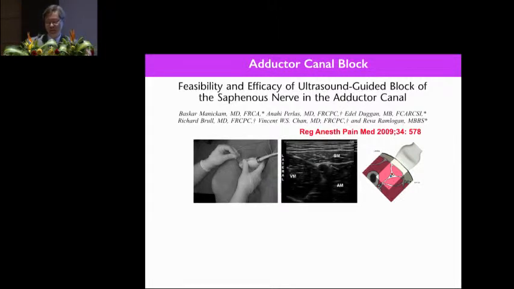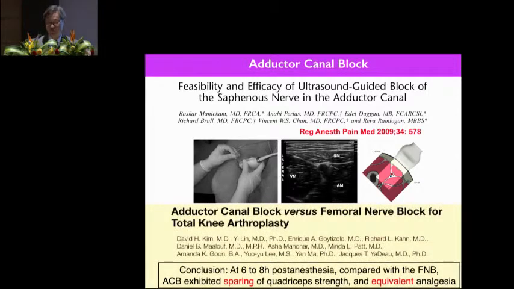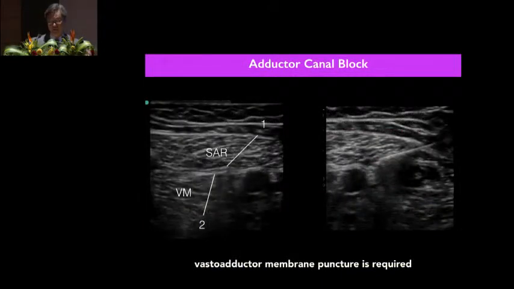There are so many studies looking at adductor canal block. It blocks not only the saphenous, but hopefully part of the obturator nerve and also some of the smaller nerves of the knee. Looking at the analgesic effect, a number of studies show that it's just as good as femoral nerve block for total knee replacement without the quadricep weakness. So at our institution, we have already changed our practice. We switched. We don't do femoral nerve block anymore.